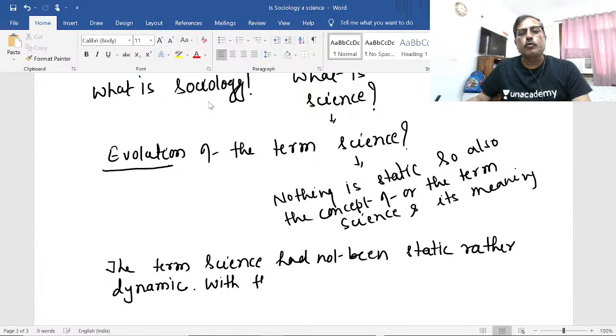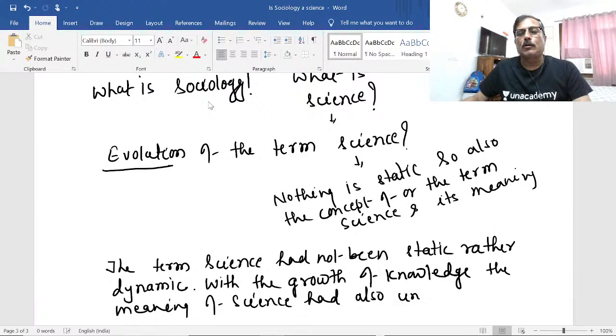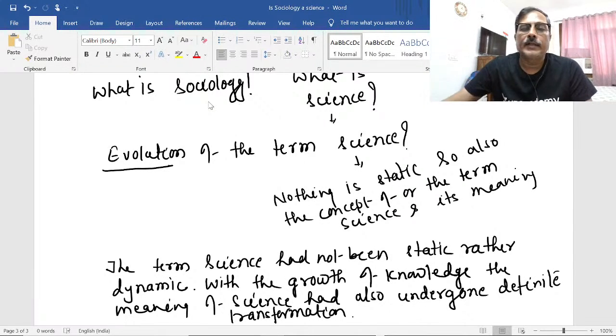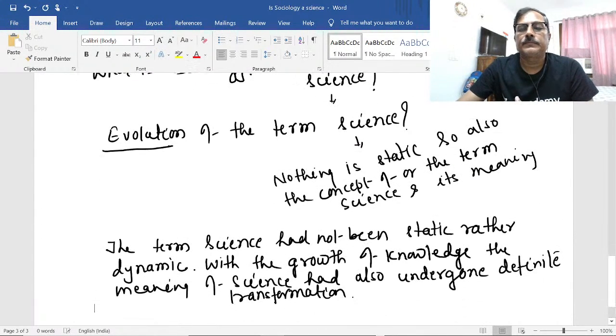With the growth of knowledge, the meaning of science has also undergone definite transformation. Its meaning has changed, right? So we have to see what was the meaning when the term originated, then how the meaning developed.